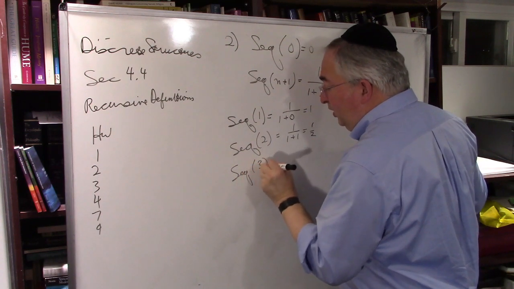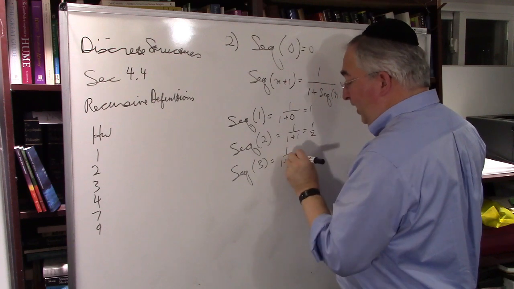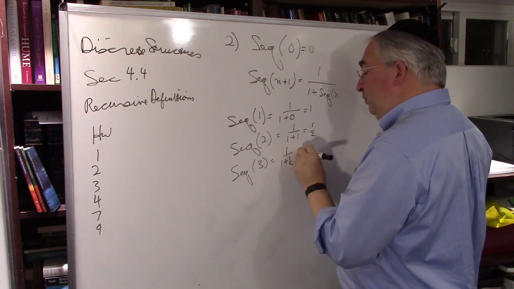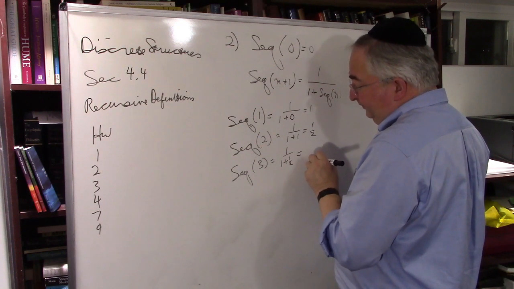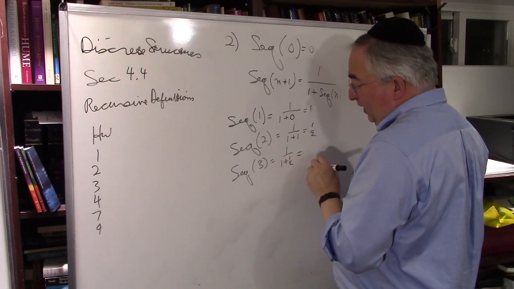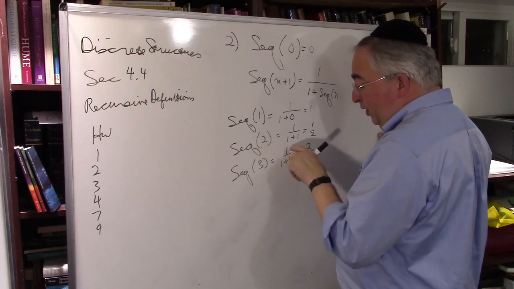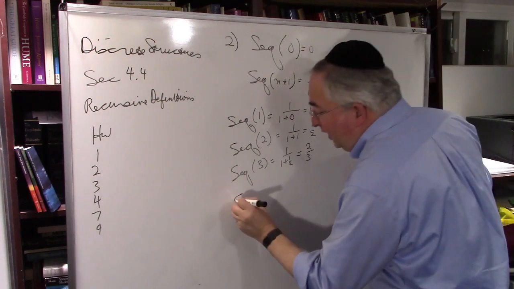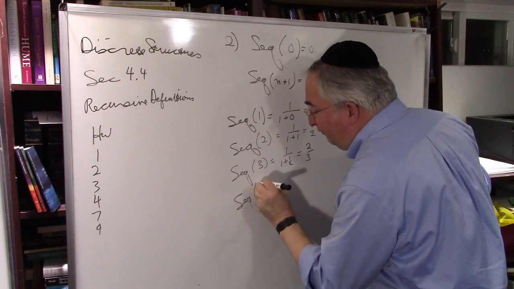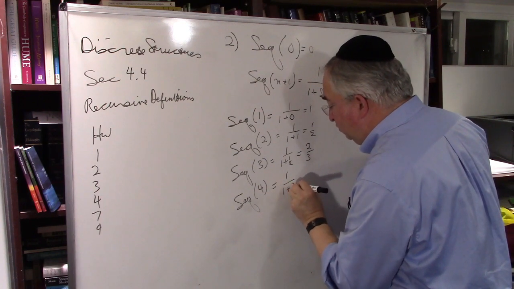SEQ of 3 is equal to 1 over 1 plus a half. What's that? 1 plus a half is 3 over 2, so that's 2 over 3. 1 over 3 over 2 is 2 over 3. Okay, good. SEQ of 4 is equal to 1 over 1 plus 2 over 3.